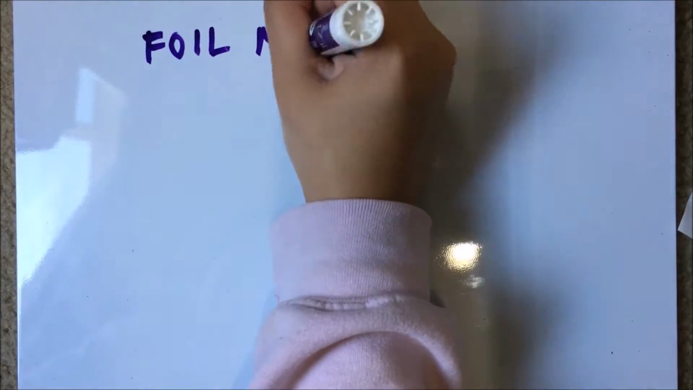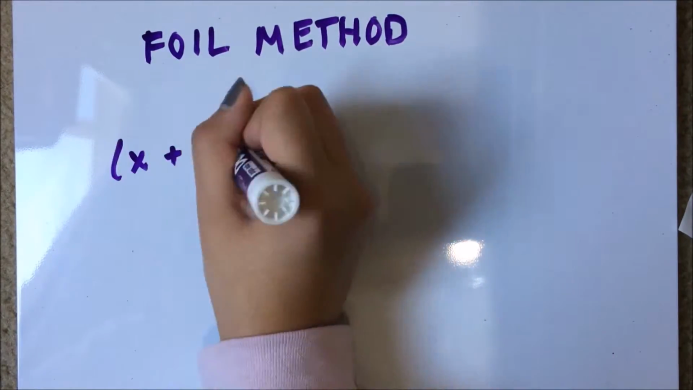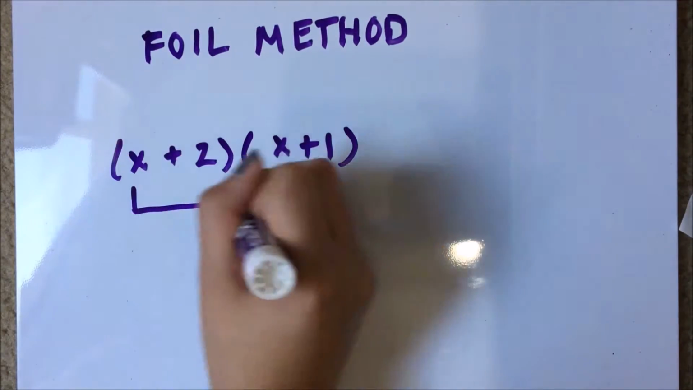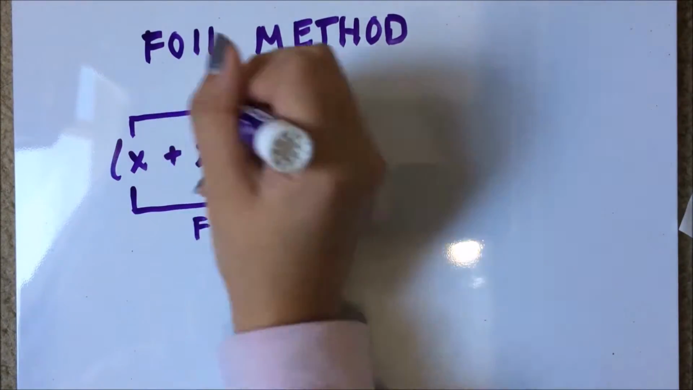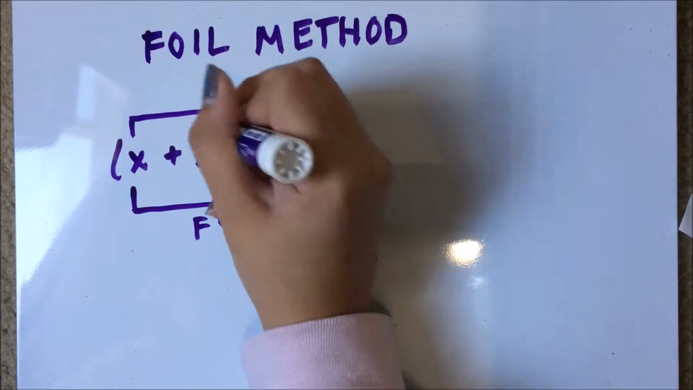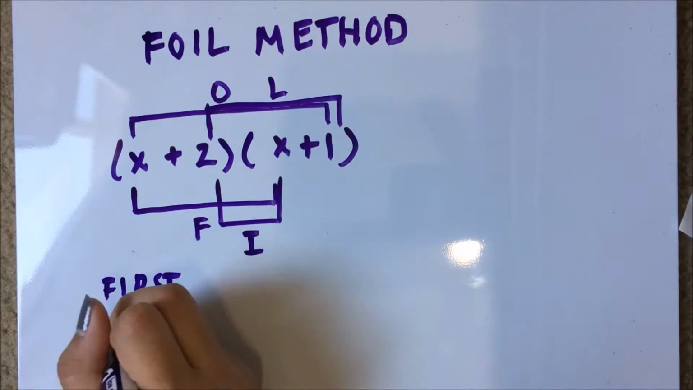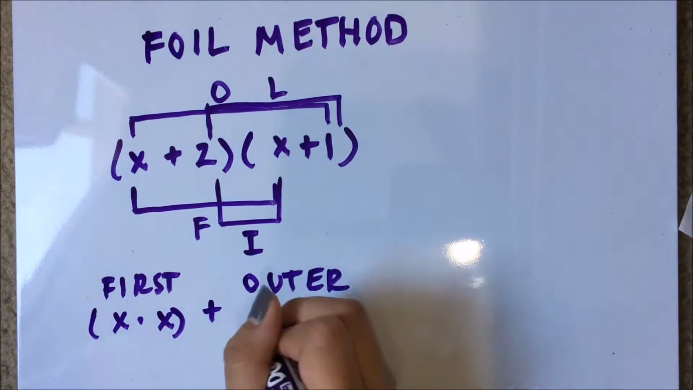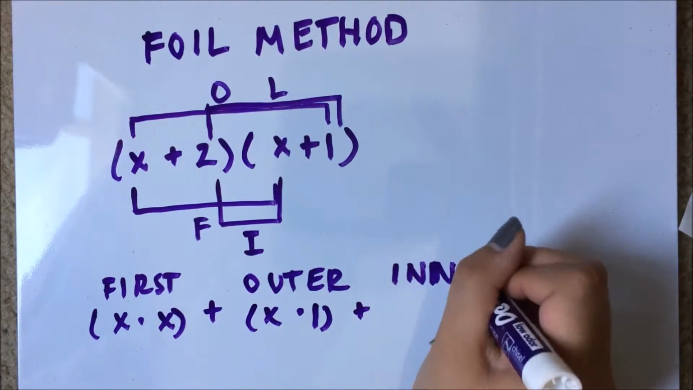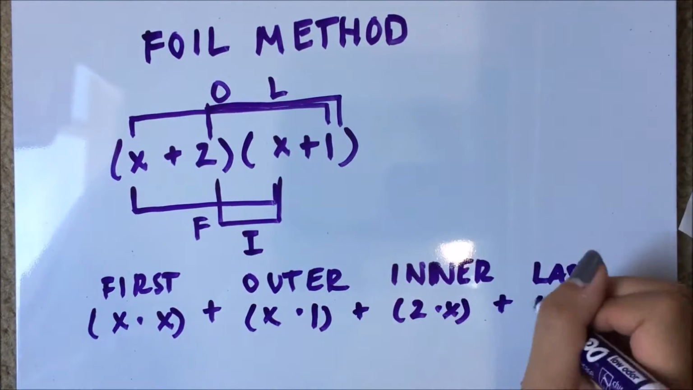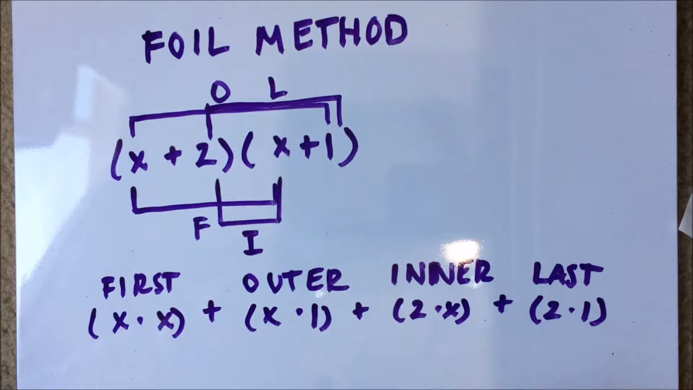The FOIL method is used to multiply binomials. It stands for first, outer, inner, and last. So you multiply the first variables, or numbers, of each binomial, x times x. Then the outer, which means you multiply the ones on the outer sides of the binomials, x times 1. Inner is the ones right next to each other, 2 and x. And last is the one on the right of each binomial, so 1 and 2.